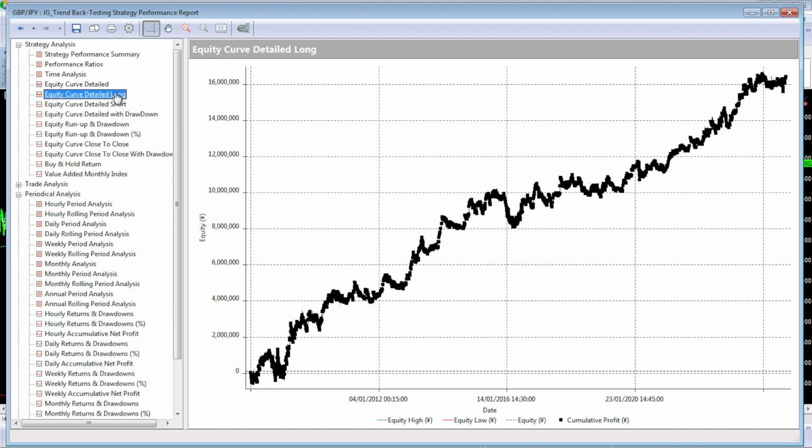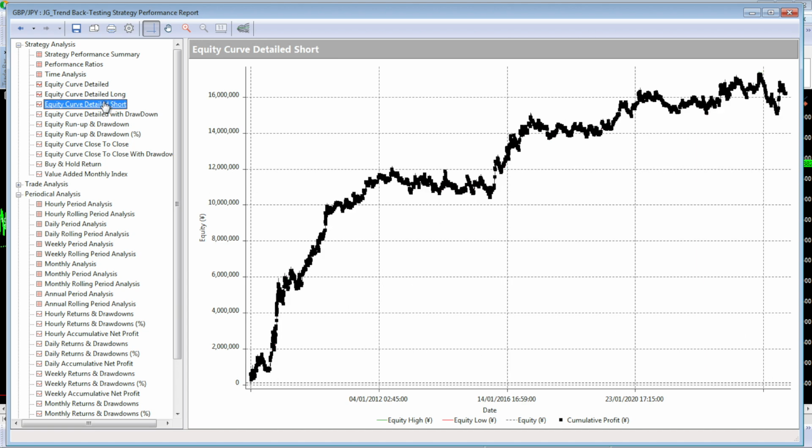Looking at the long only trades, that looks pretty good. Again, is this because pound yen has just gone up over time? We'll look at that in a moment. And then that's the short only trading side of things. And you can see that it definitely is worth taking the short trades with this strategy. So let's look at the buy and hold.